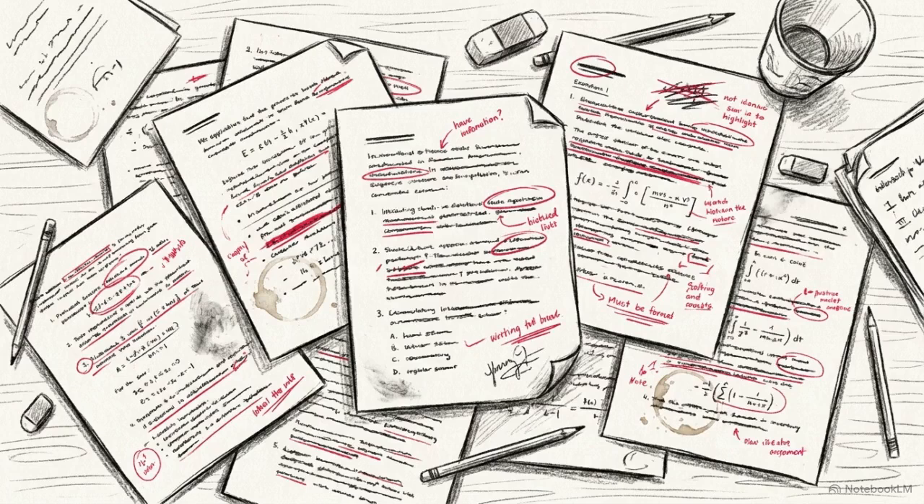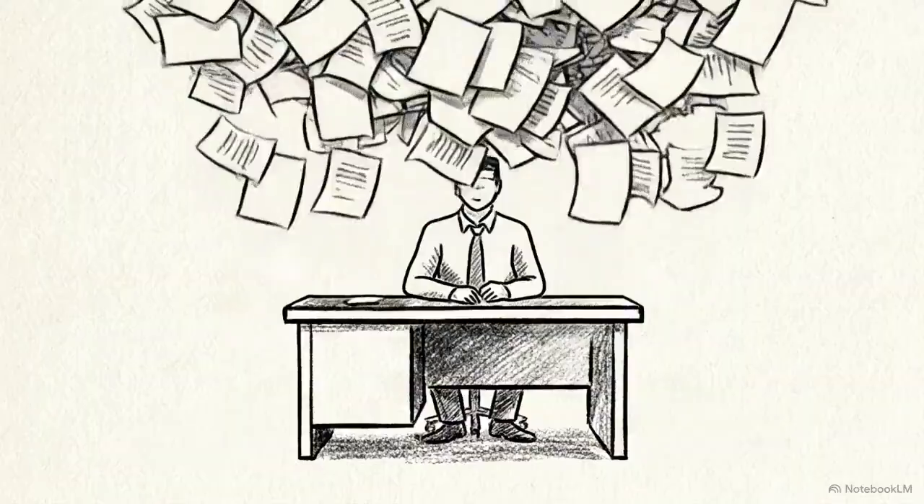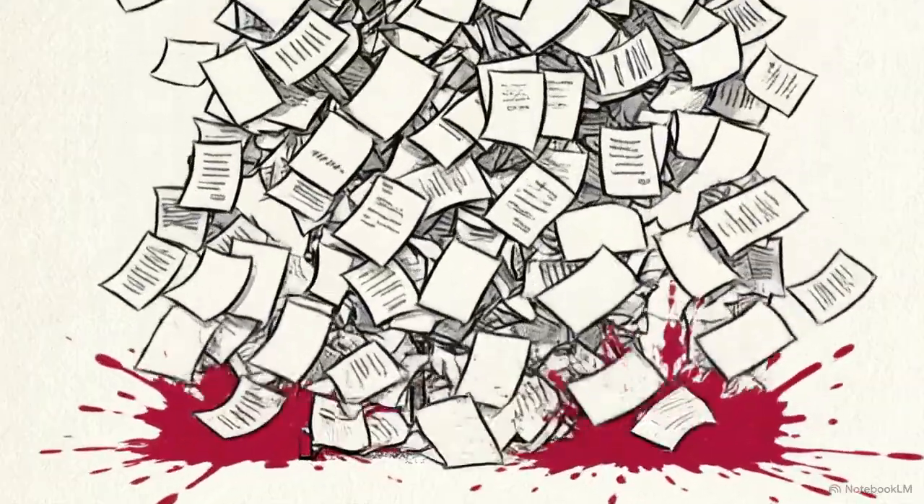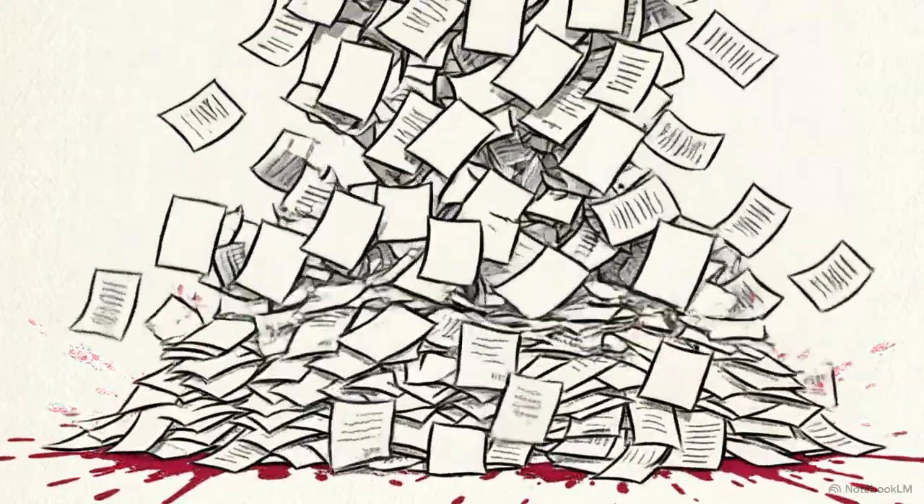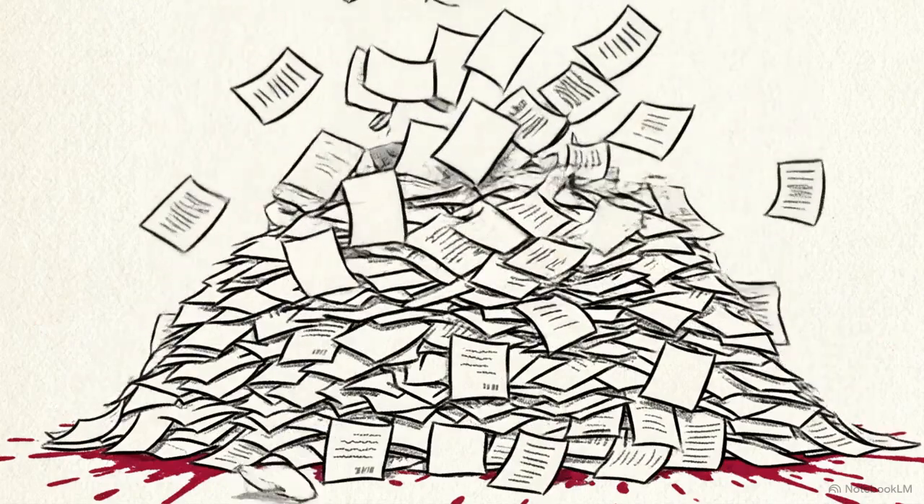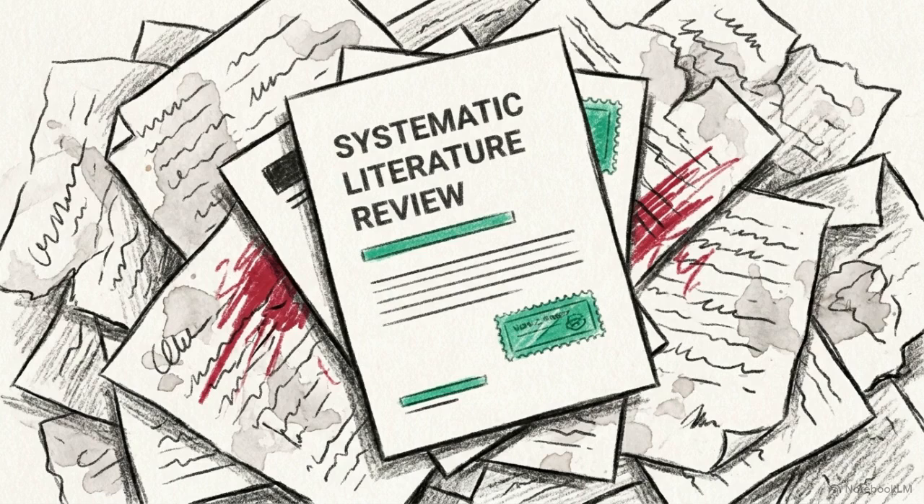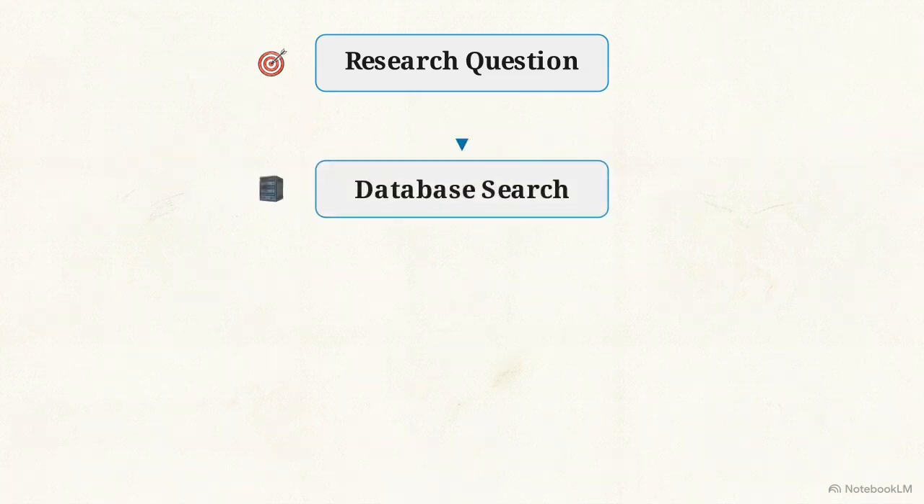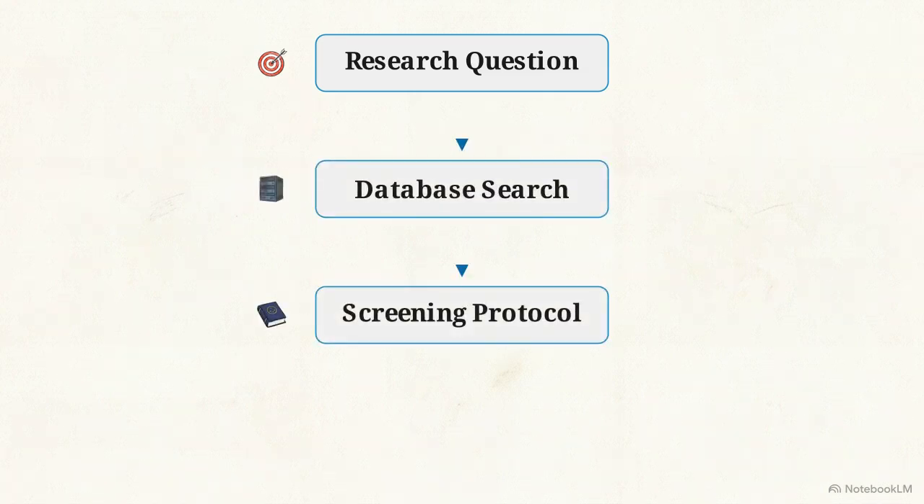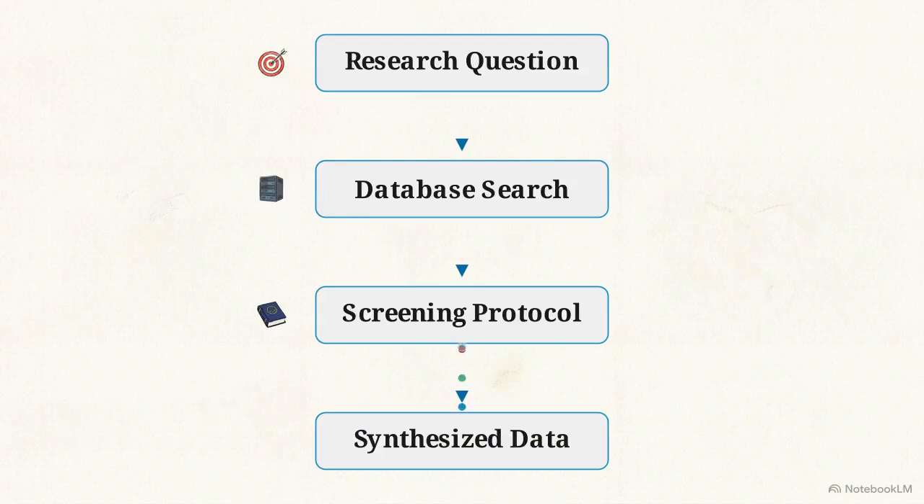Attempting a traditional literature review without a strict methodology often ends in chaos. You start with a simple topic, but within days you are buried under thousands of fragmented, unorganized academic papers with no clear path forward. The Systematic Literature Review, or SLR, solves this problem. It is a highly structured, protocol-driven approach designed to strip away researcher bias and process massive amounts of information efficiently.